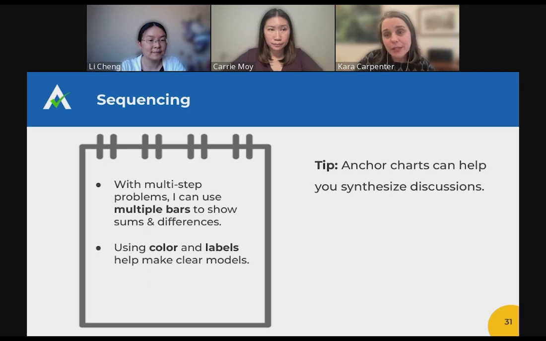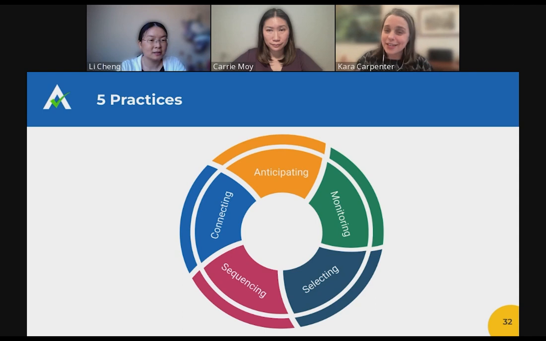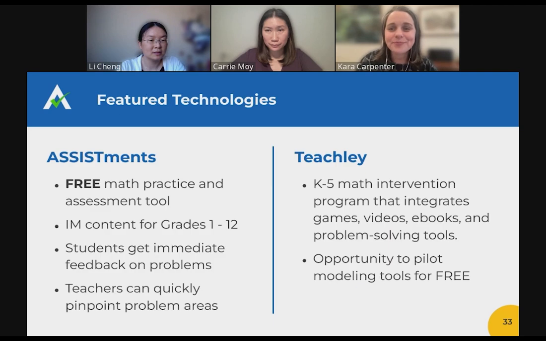And it's really important for us to use color and labels. Both of those things can help us make our models much clearer. And so that's a little bit of what all of the practices were: anticipating, monitoring, selecting, sequencing, and the final one, connecting with the anchor chart. And then what we're going to be doing from there? So we have these 5 practices.